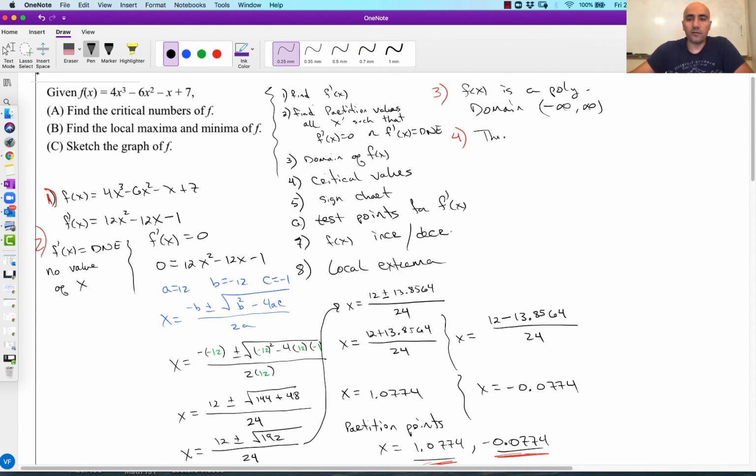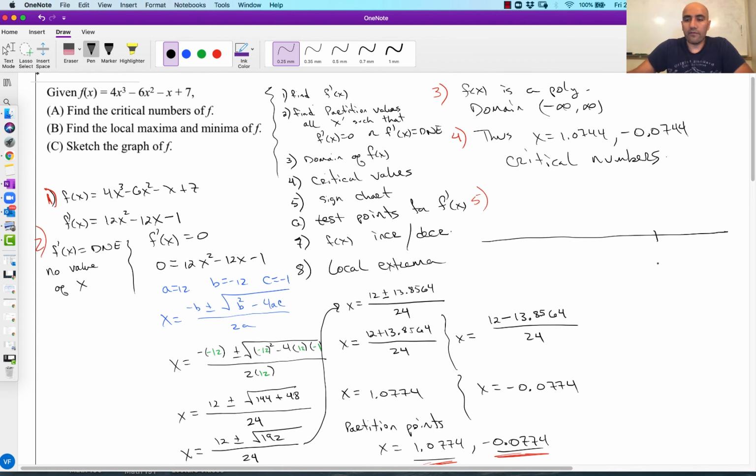Thus, x equal to 1.0774 and negative 0.0774 are both critical numbers. Okay, so we took care of 4. Number 5, now we create this sign chart. So for number 5, we're going to think about a number line.